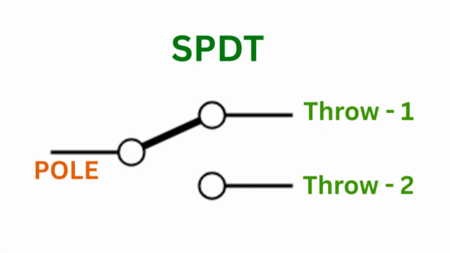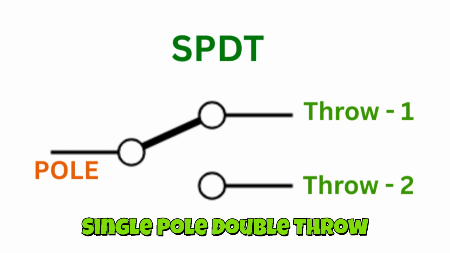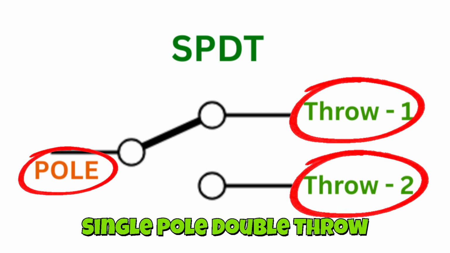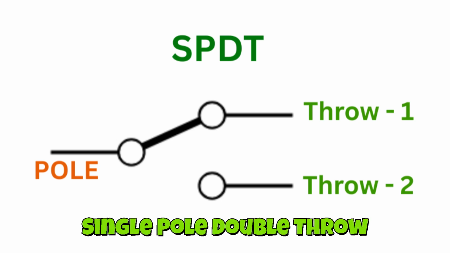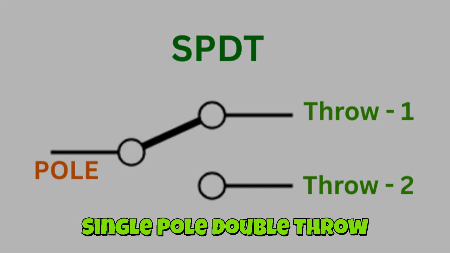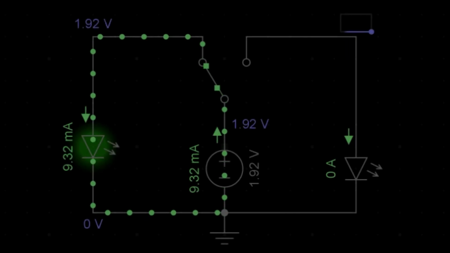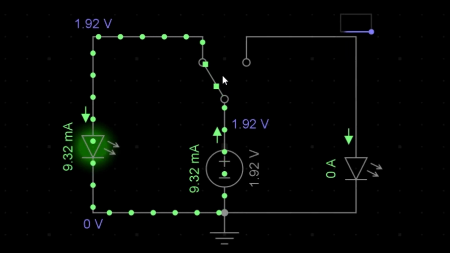Now let's move on to the next type of switch, SPDT, which stands for single pole double throw. As you can see in the circuit symbol, it has 1 pole and 2 throws. The pole is still the moving contact, but this time it can connect to either of the 2 terminals. That's why it's called a single pole double throw switch. Now let's build a simple circuit and see how it works. As you can see, this is another simple circuit using an SPDT switch, 2 LEDs, and a single voltage source.